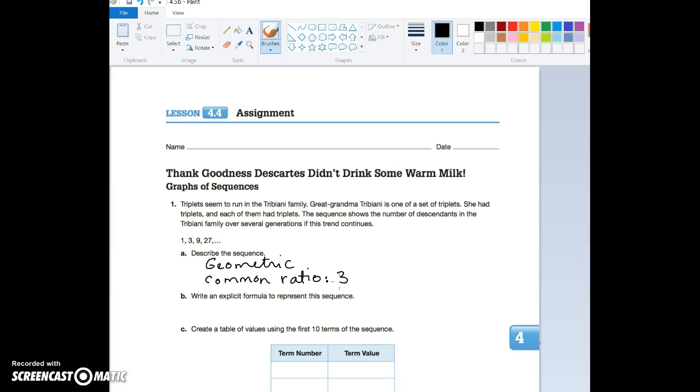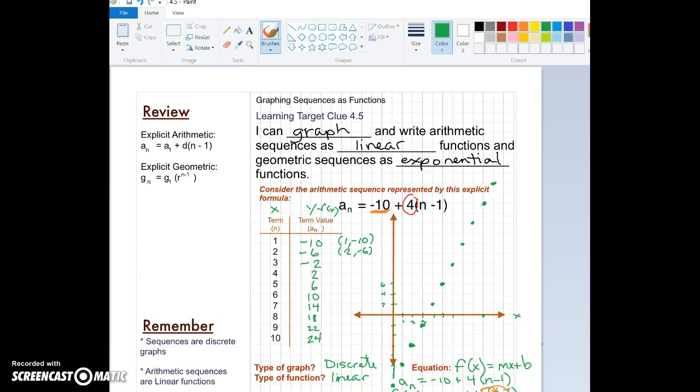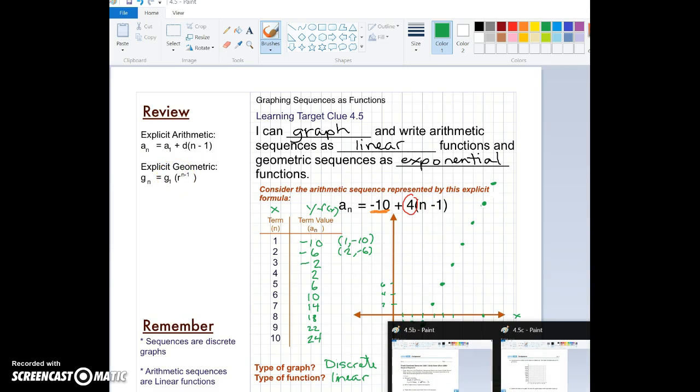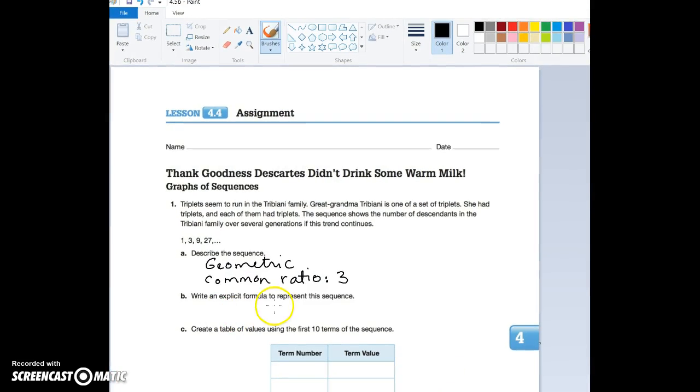So if we wanted to write an explicit formula to represent this sequence, we could go back to our original notes, and we could look up here and see that an explicit geometric formula is G sub n equals G sub 1 times the common ratio to the n minus 1. So let's go back and see if we can write that. I'll just write it here. G of n equals G sub 1 times the common ratio to the n minus 1 power.